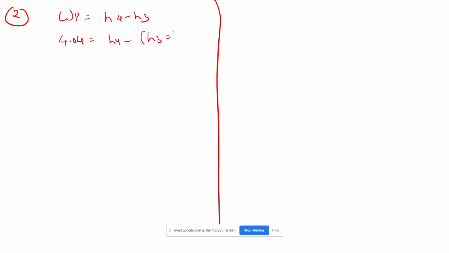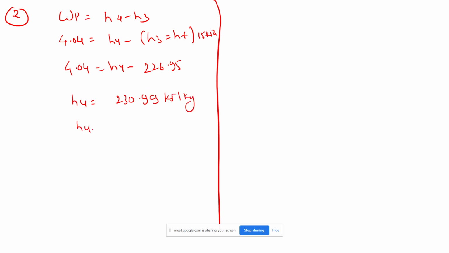H3 is equal to HF at 15 kilopascal. So 4.04 is H4 minus the value of this, 226.95. So what is the H4 we will get? 230.99 kilojoule per kg, or you can write H4 directly as 231 kilojoule per kg.